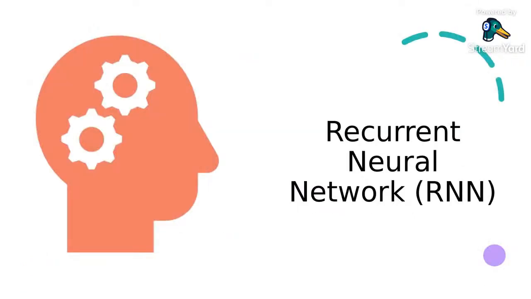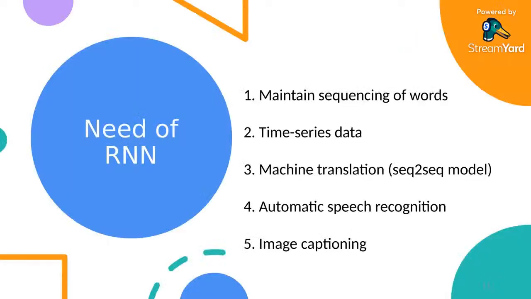So following this, the language model that we are going to discuss first is the RNN, recurrent neural network. Now, why do we require a recurrent neural network? The applications are many. The first is maintaining a sequence of the words.